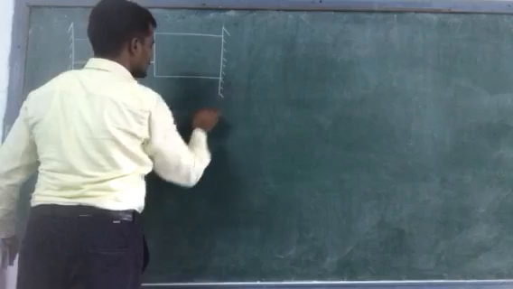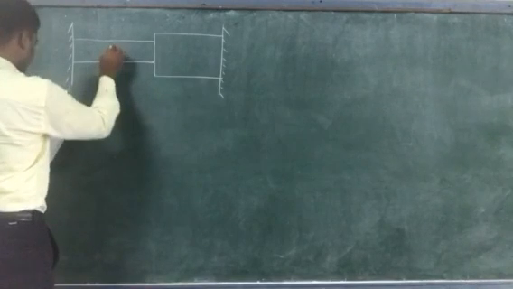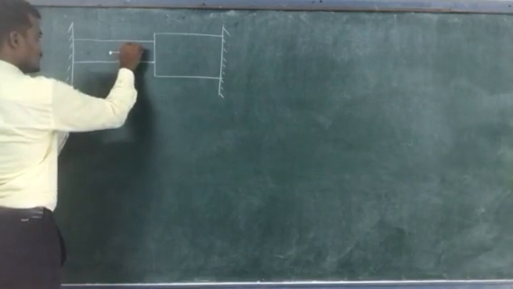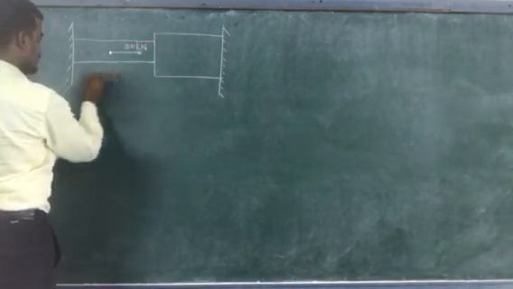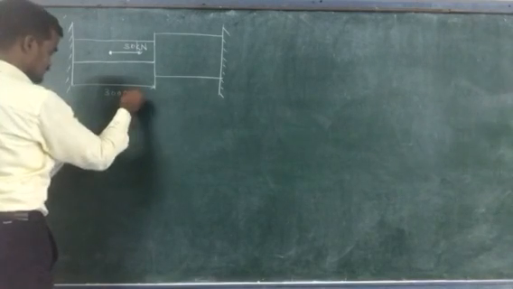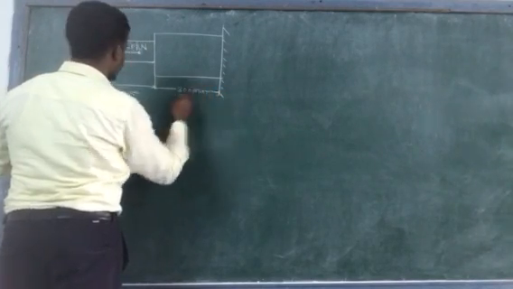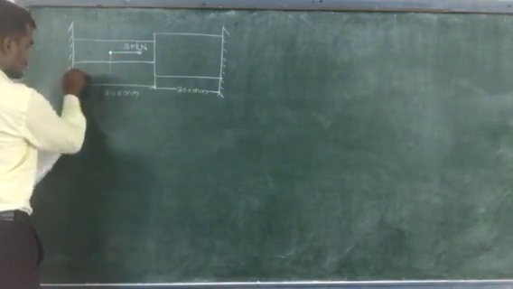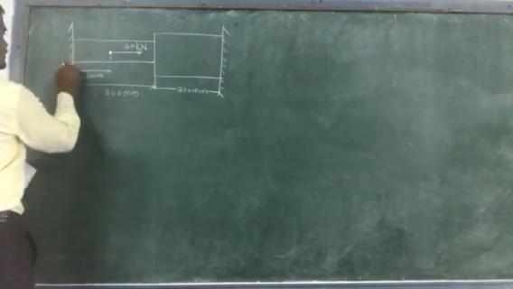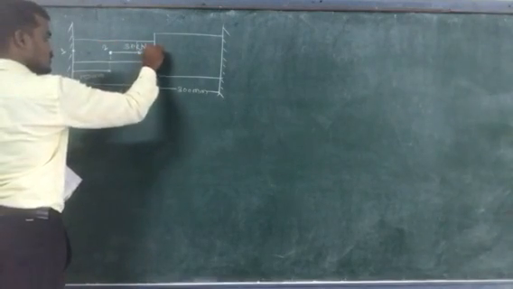This is a 2-bar system, where there is some force at this node, equal to 30 kilonewton. Its total length is 300 mm, and this length is also 300 mm. This node is at a length of 150 mm, and they have given the nodes as 1, 2, 3 and 4.